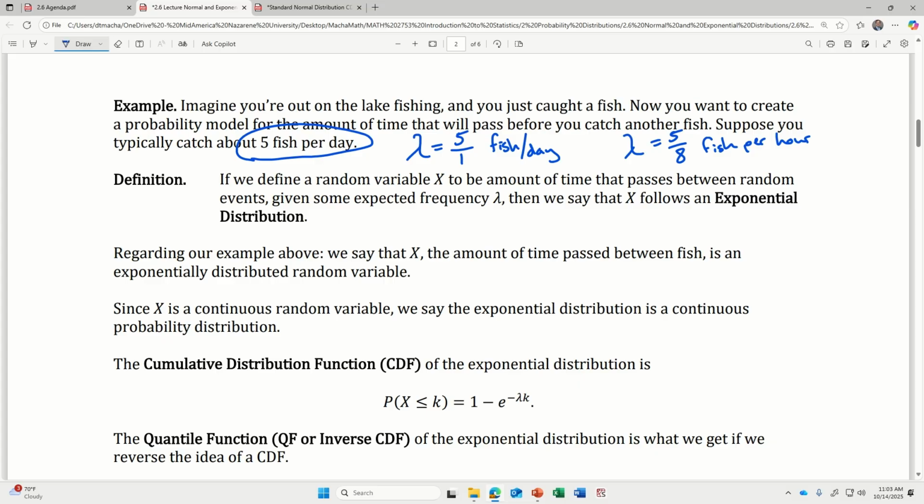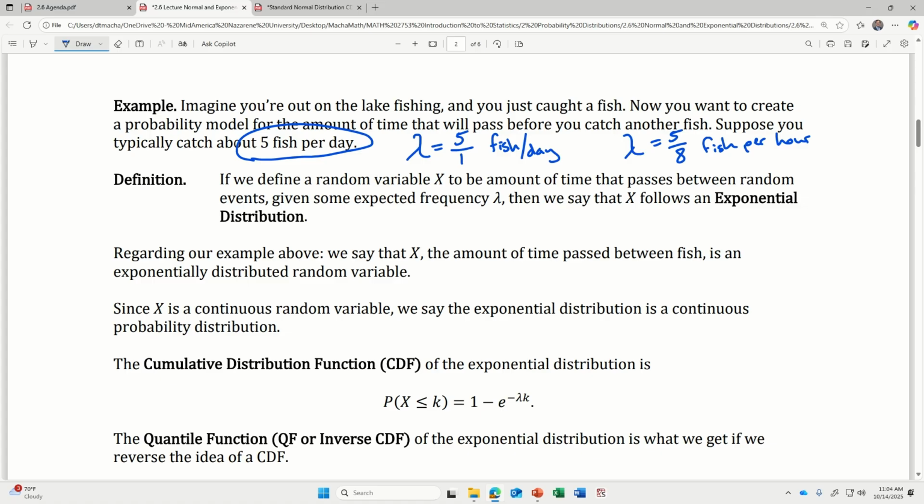The exponential distribution is now telling us the probability for the amount of time in between these random events of a Poisson-like process. And so once again, we're still going to be given expected frequency. That's kind of similar to the Poisson distribution, except the random variable we care about is no longer the number of fish caught, but it's how much time will pass until we catch the next fish.